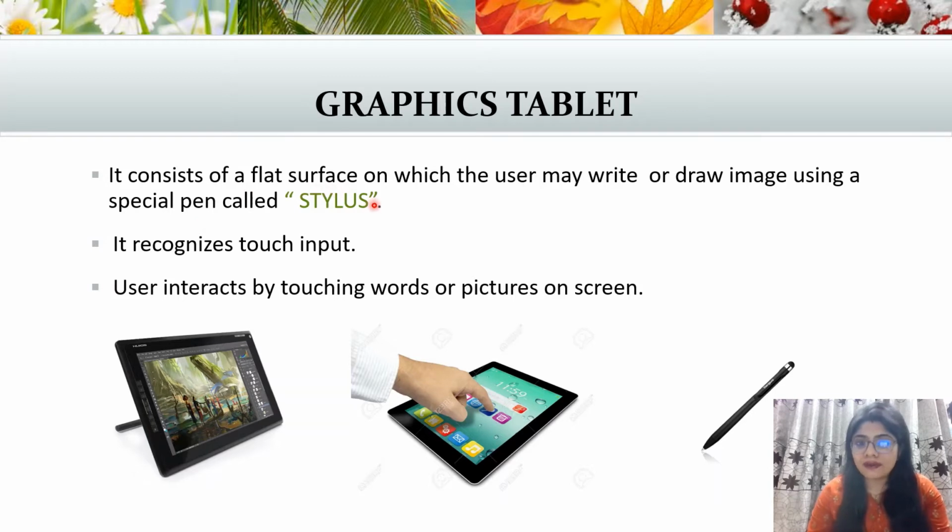It consists of a flat surface on which the user may write or draw an image using a special pen called a stylus. See, this kind of pen is there and this kind of screen is there. It recognizes touch input. With the help of this, we can draw images, we can make anything, we can type anything with this pen, and this pen is called stylus. The user interacts by touching words or pictures on the screen, that is a graphics tablet.